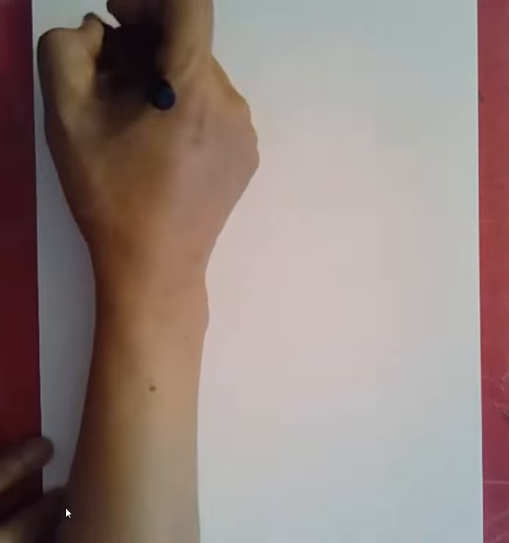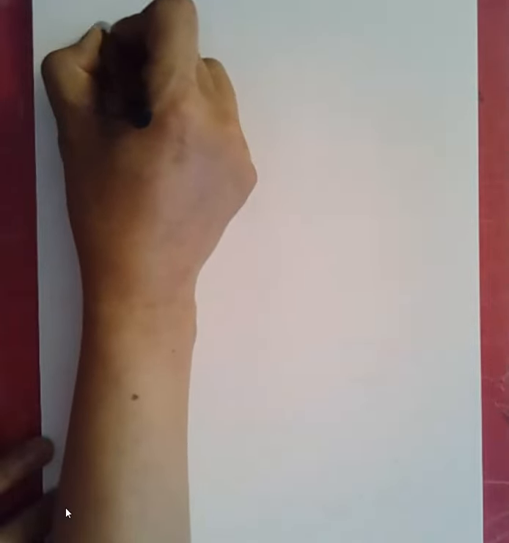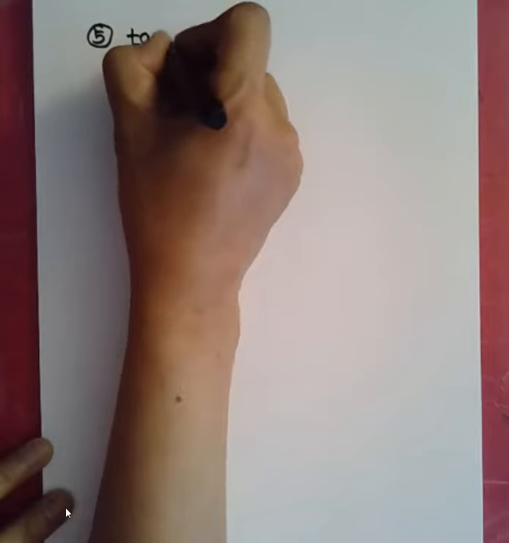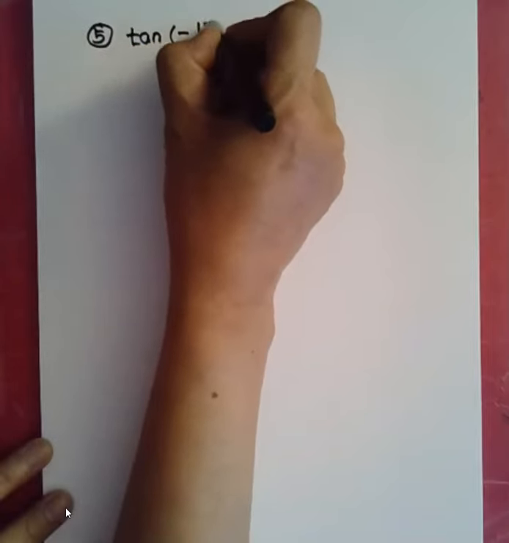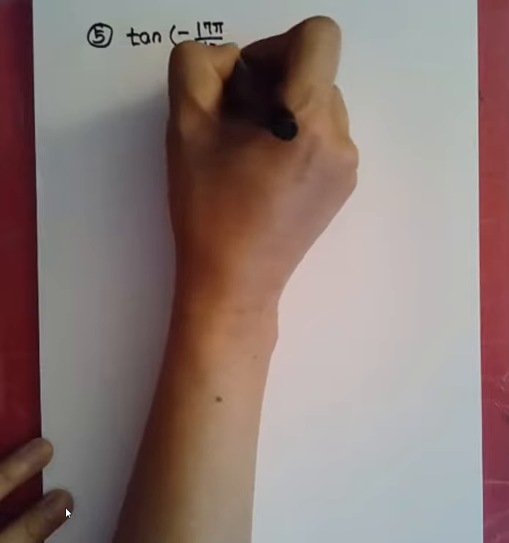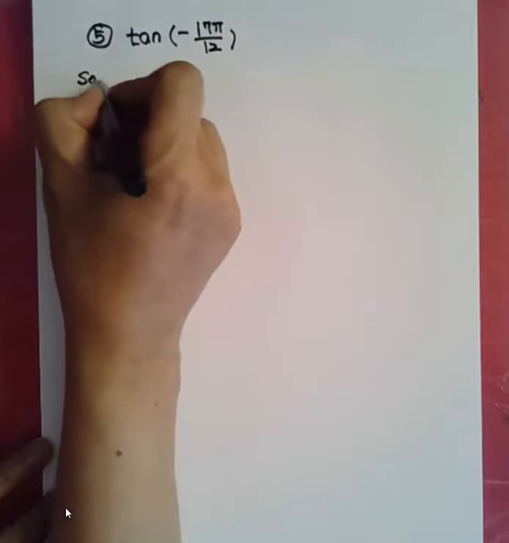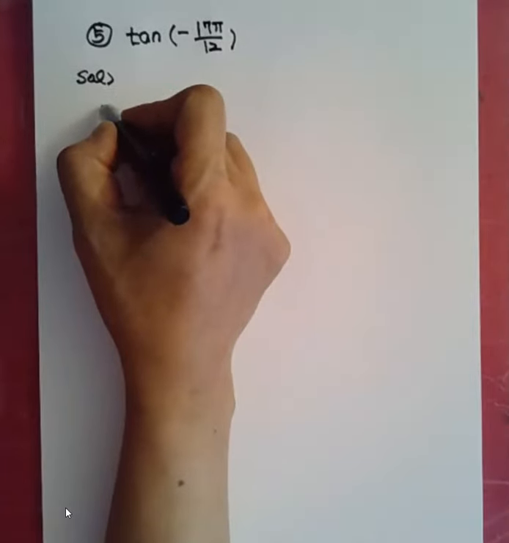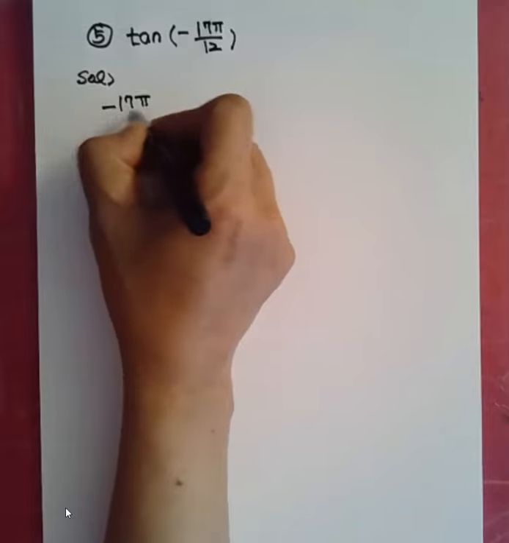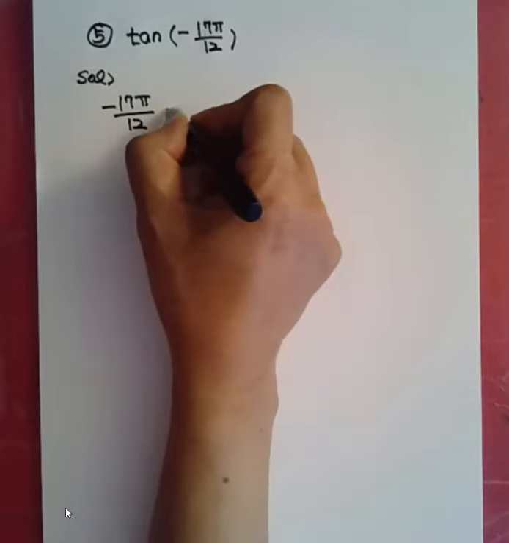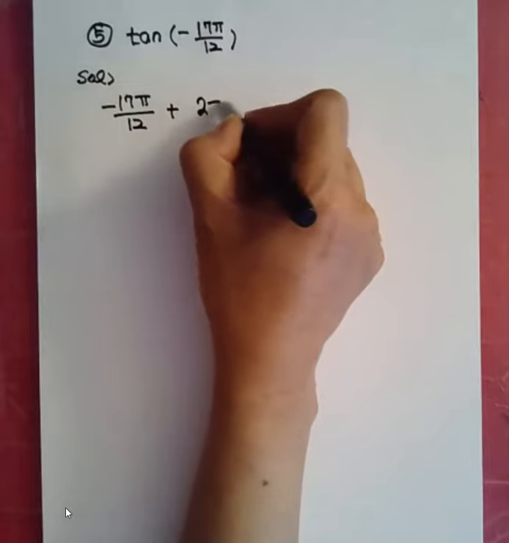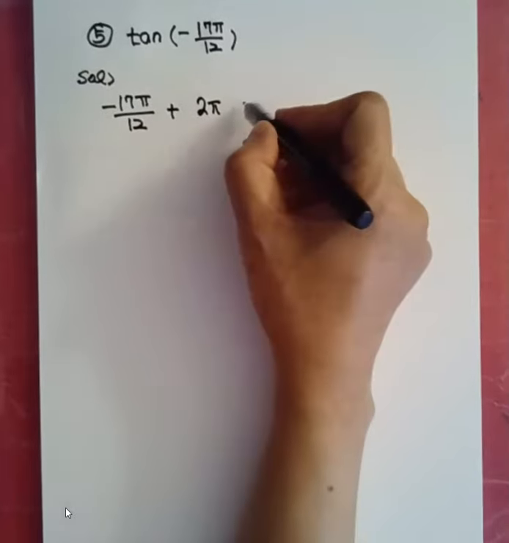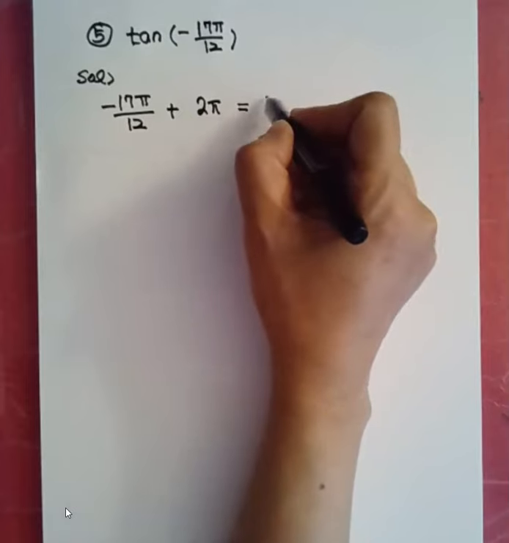Let's move on to the next problem. The next problem is about tangent. Tangent of minus 17 pi over 12. 17 pi over 12 is pretty big. So this time what we will attempt to do is add 2 pi, because that is a minus value, to figure out the coterminal angle.